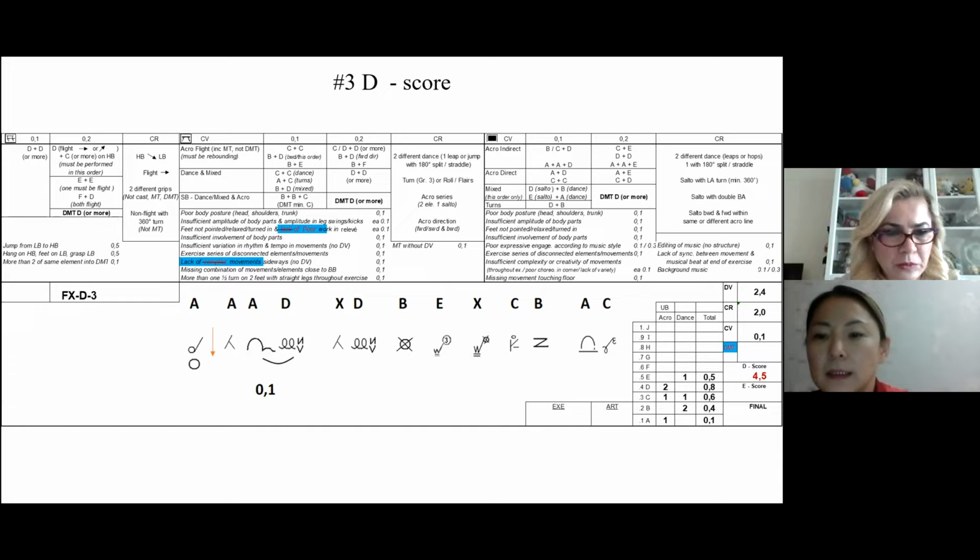Acro elements 2D, 1C, 1A. Dance elements 1E, 1C, 2B. Difficulty value 2.4. All composition requirements and connection value 0.1. D score 4.5. You can see it on my screenshot.